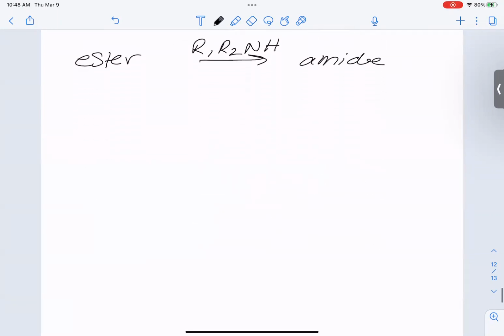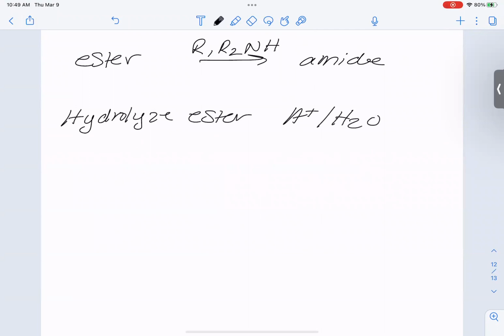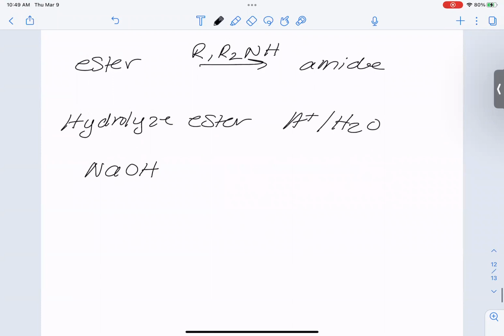So I told you that you can hydrolyze an ester using H+ and water. Okay. Well, we can also hydrolyze an ester using NaOH. When you use NaOH to hydrolyze an ester, it's called saponification. This is one of the ways that you can make soap.